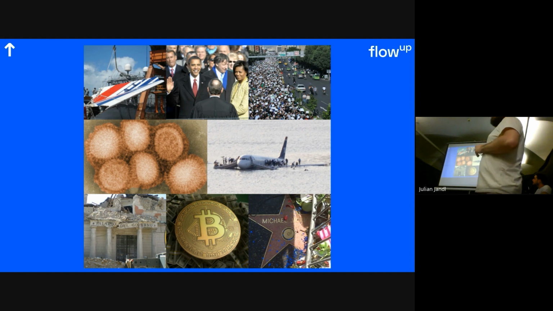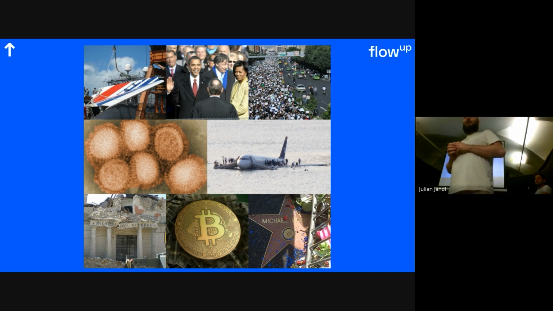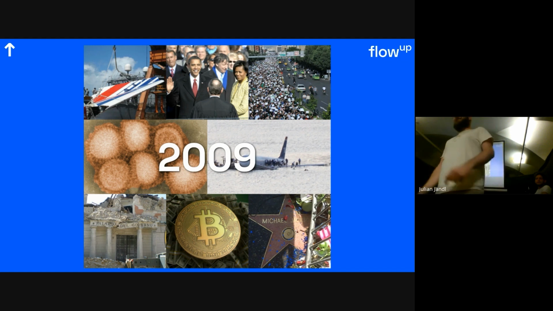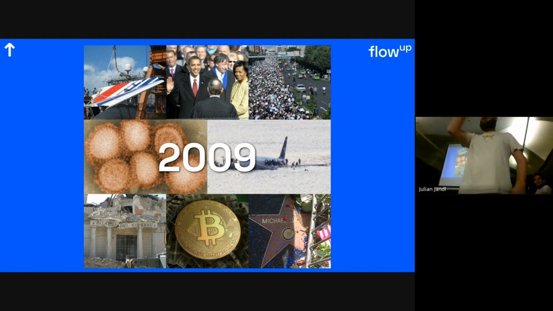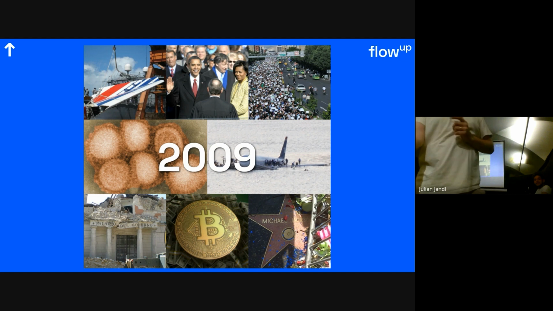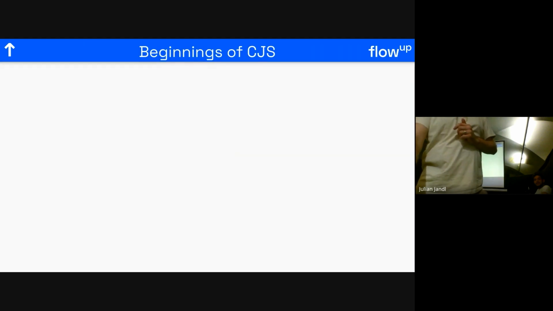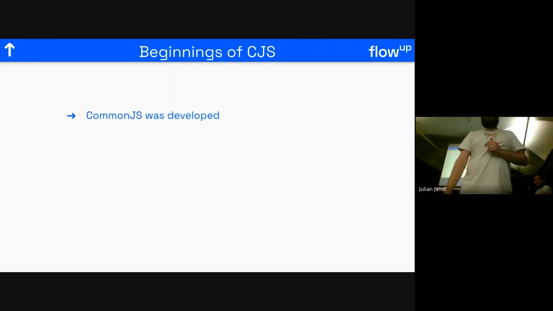So Bitcoin was a thing, not only a thing, it was first published. Michael Jackson died. Obama was elected. 2009. What else happened in 2009? No one knows. It's a long time ago, but it was the beginning of CommonJS.